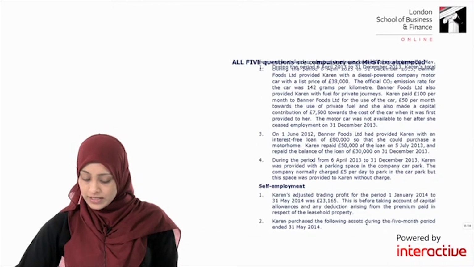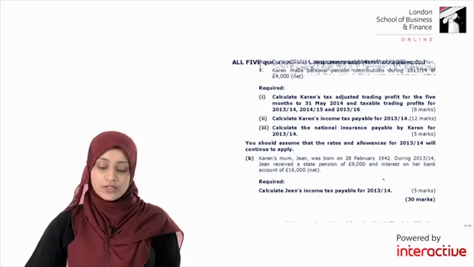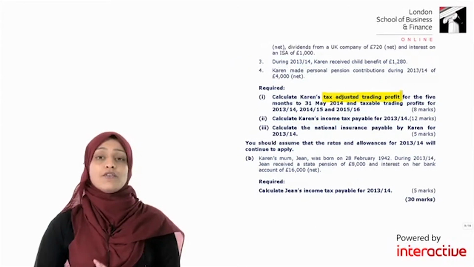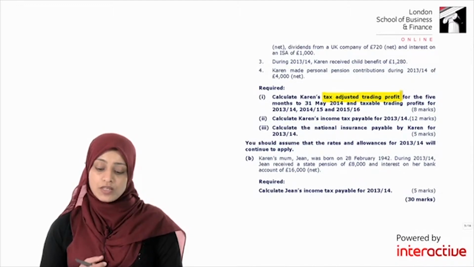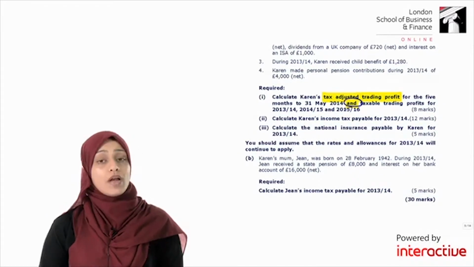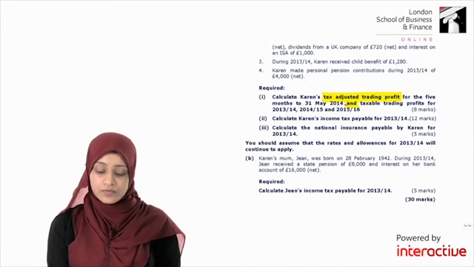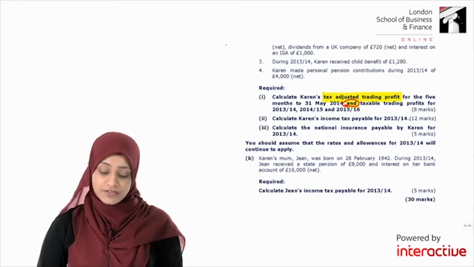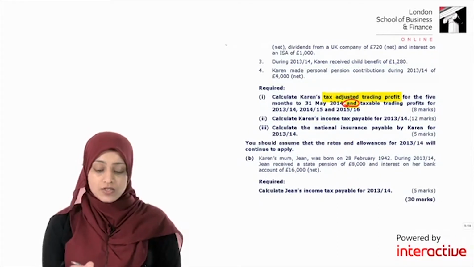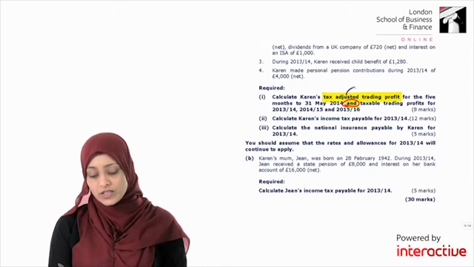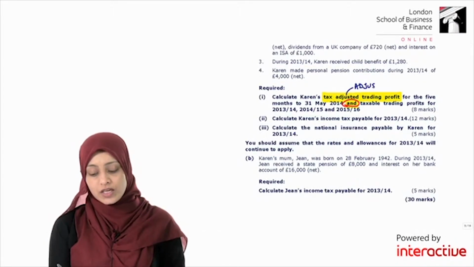So if we look at the requirement of the question, the first part says calculate Karen's tax adjusted trading profit for the 5 months to 31st May 2014. And remember, when there is an "and", there's more than one requirement in there. And the taxable trading profits for 13/14, 14/15 and 15/16. So when I see the requirement telling me to calculate the tax adjusted trading profit, straight away I know that this is going to be adjustment of profit.